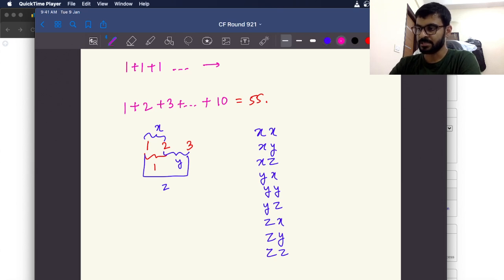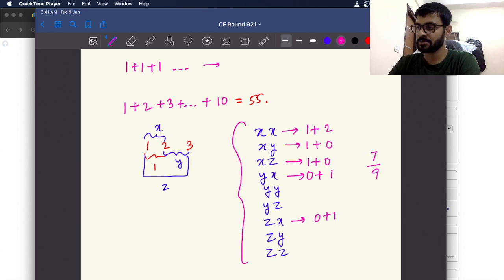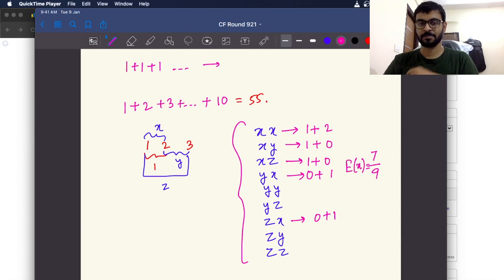If XX, that means both times X is chosen, what will be the friendship value? It will be 1 plus 2, the first time 1 and the next time 2. Over here 1 plus 0 because Y is not a friendship pair, so 0. Here also 1 plus 0. Here due to the last X it will be 0 plus 1, and here also 0 plus 1. If I add them up, what do I get? 3, 4, 5, 6, 7. So I get 7 out of the 9 possibilities. These are the 9 possibilities, and my expected value is 7 by 9. That is the answer.